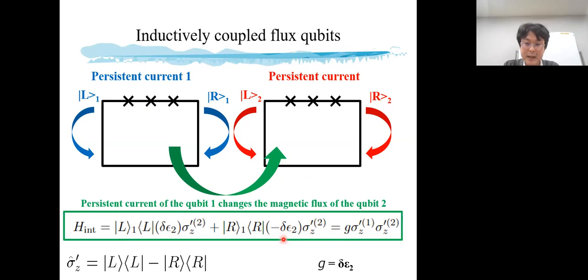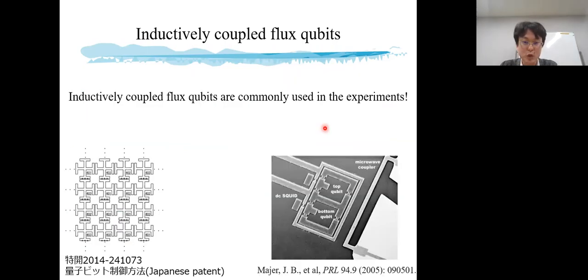So this type of mechanism causes the ZZ interaction like this one. Here, sigma z means this one. So L and R is the diagonalized basis of this sigma z prime. So this is a typical mechanism of the inductive coupling for the flux qubit. And actually, this kind of inductive coupling between flux qubits has been proposed and demonstrated.